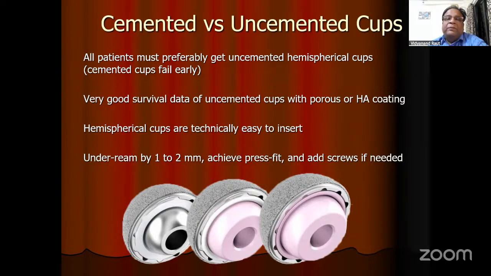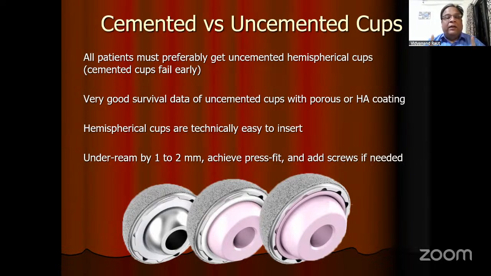The survivorship data of uncemented cups with any type of coating, porous coating, HA coating, whatever, is very good. Technically, they are very easy to insert because it's a hemisphere. So you have to ream properly in line with the final position of the implant. Don't wobble. Don't put too much stress on the handle of the reamer. Don't ream inside medially too much. So do a proper pre-op planning. With all this technique, it is easy.